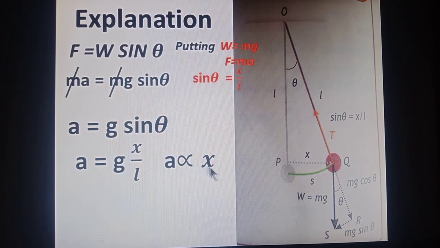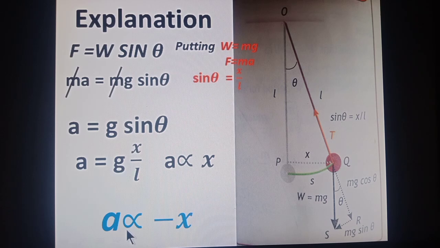Now as we know that when the bob is moving towards the mean position, it speeds up, and while moving away from the mean position, it slows down. So we can say that its motion is directed towards the mean position. Therefore, we represent this situation with a negative sign.